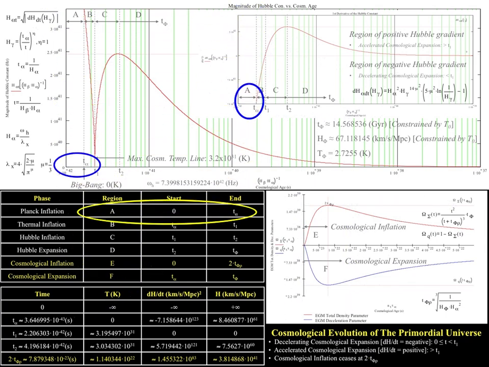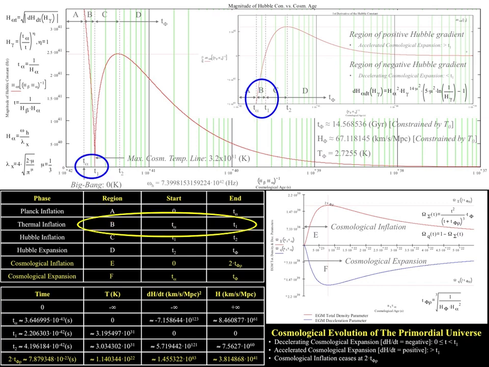Region A denotes the period we term Planck inflation. This runs from t equals 0 to t alpha, which is the instant of the Big Bang. The cosmic microwave background radiation was 0 Kelvin at the instant of the Big Bang. So, the Big Bang was in fact cold, but thermally inflated extremely quickly.